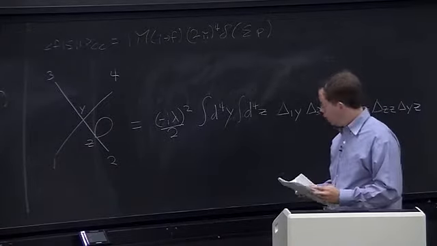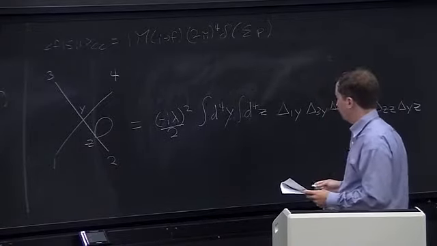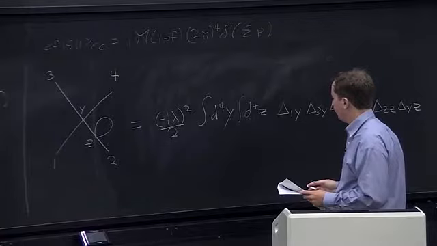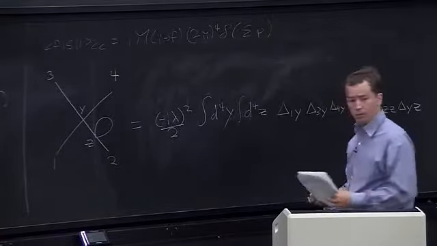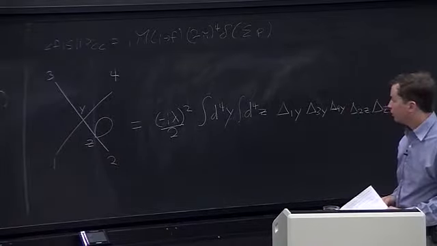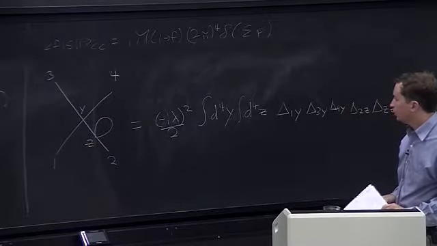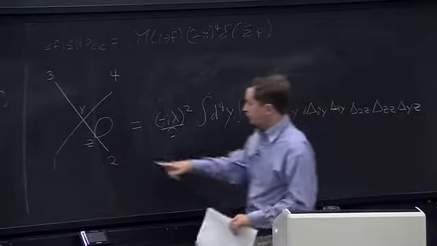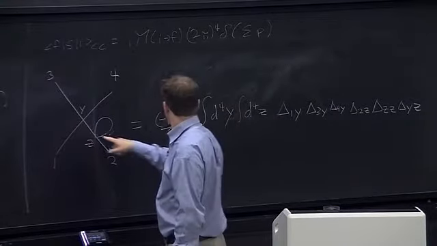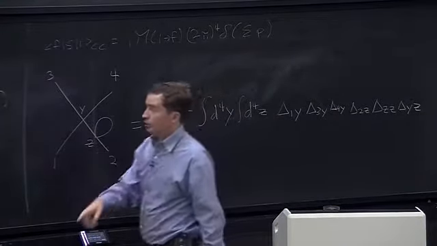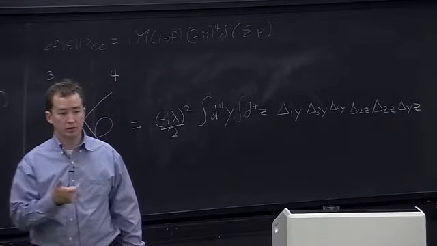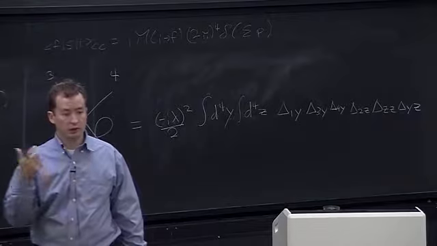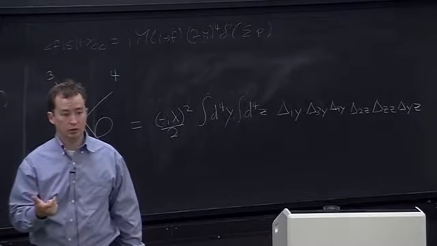Okay. So why did we have two lambdas? You said because we had two vertices? That's right. So this comes from the second order expansion of the exponential of minus i times the integral of the interaction Hamiltonian.